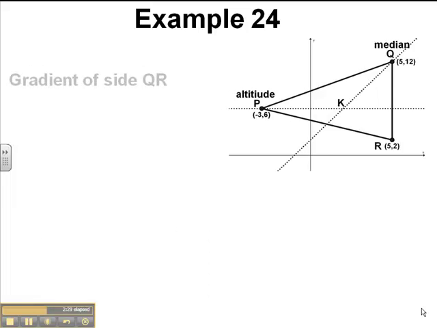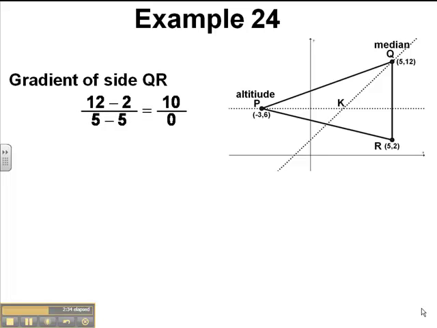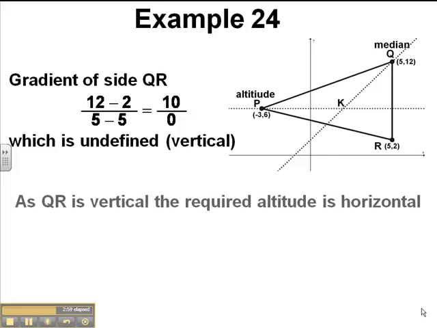To get the equation of the altitude, well, we've got a point on the altitude, so we've got that, the point P. Now we need to work out the gradient of the line QR, because the altitude is at right angles to that. Working that out gives me a gradient which is undefined, which means the line is vertical, which means the altitude must be horizontal. So that would give me a gradient of 0.